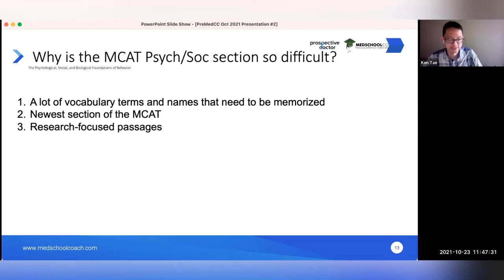Number 3, research focused passages. You should see this as a trend now. All 3 science sections have a big focus on research. Reason number 4, exam fatigue. This is the 4th section of the MCAT.